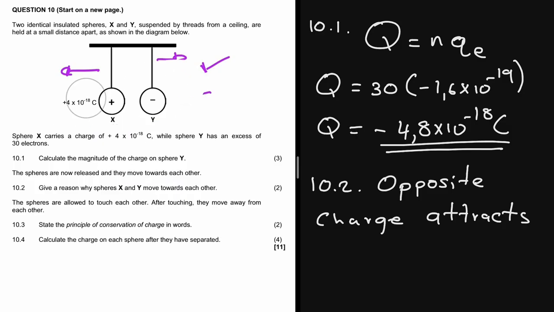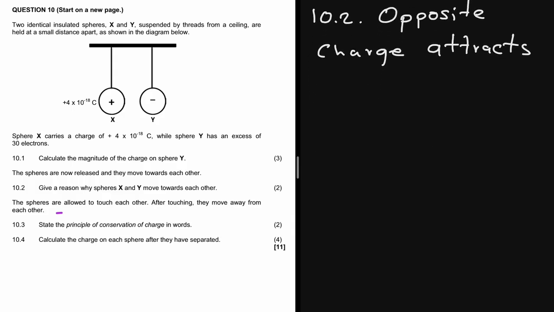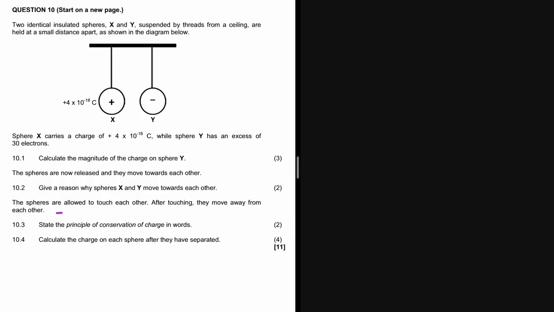Let me just clean here so that we can continue answering. We have another follow-up statement that says the spheres are allowed to touch each other. After touching, they are moved away from each other. Remember that when the spheres touch each other, we are going to have a transfer of electrons until the spheres have the same charge. So that is what we know: when the spheres touch each other and move apart again.